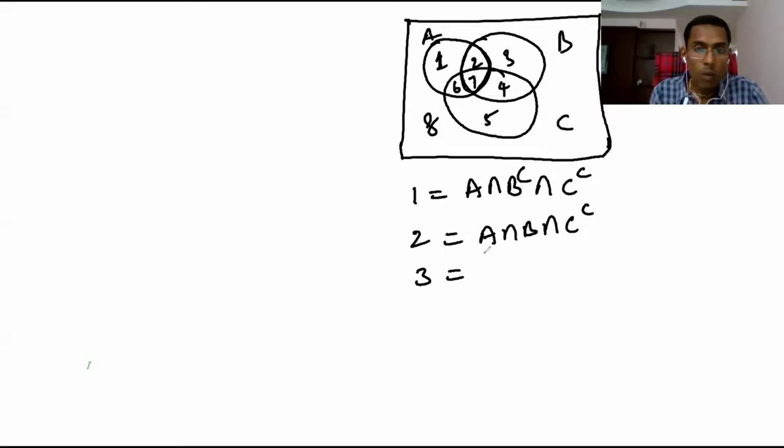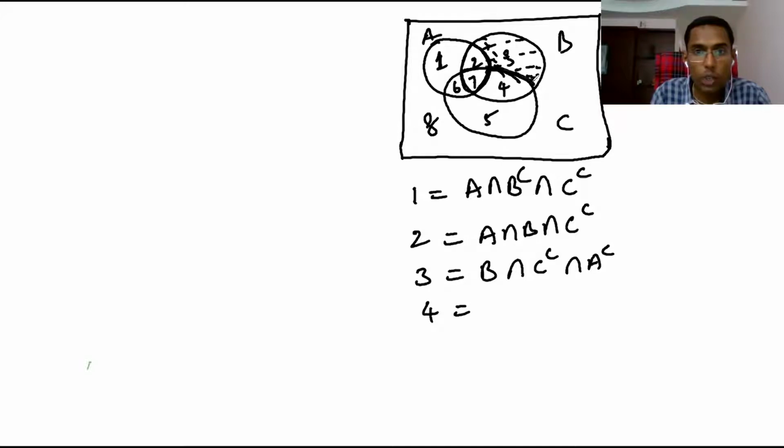What is 3? 3 means this part. This part is 3. 3 means B and not C. We should remove the C part, and also remove the A part, so B and not C, not A.